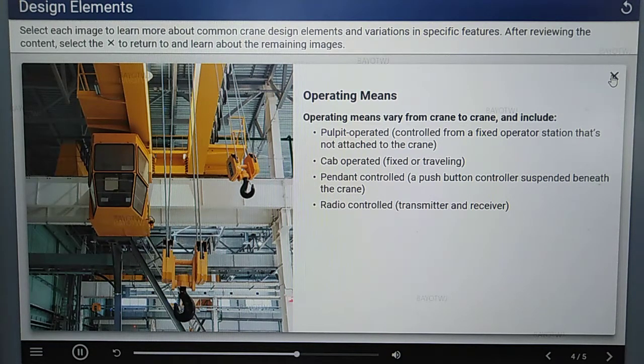In another crane design, the operator controls the load from the floor, where they can move about on foot, using a wire-pendant control suspended beneath the crane, or a wireless radio control that has a transmitter and receiver.